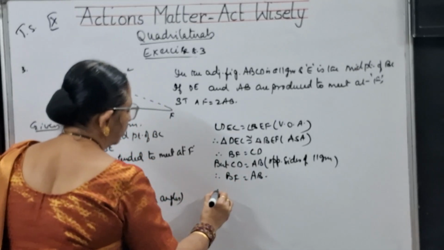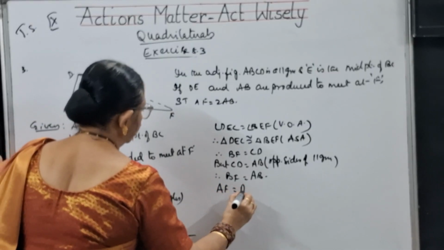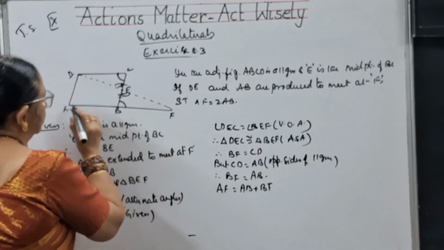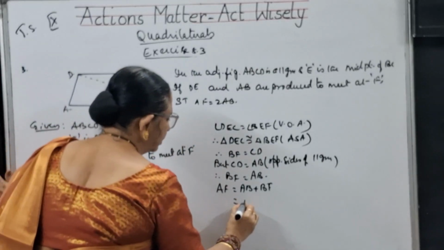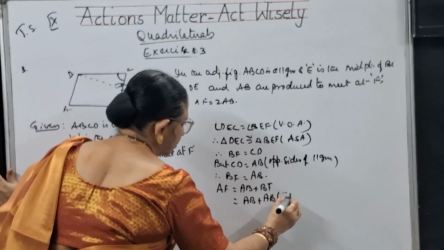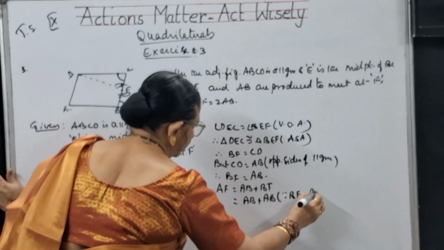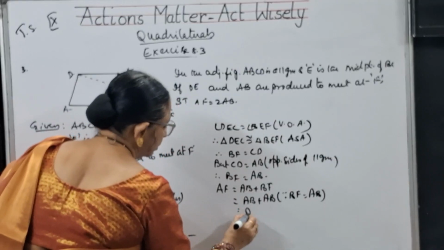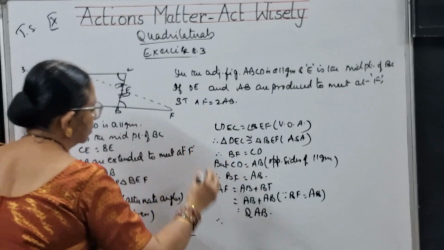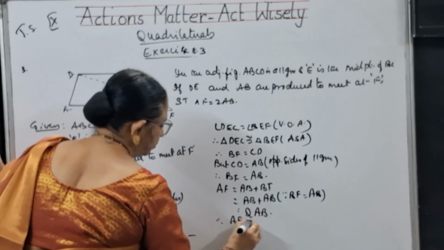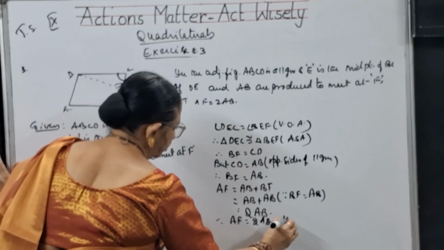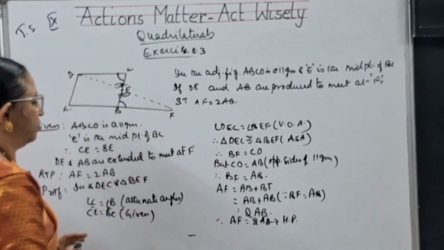Now, AF. What is AF? AF is equal to AB plus BF. This is nothing but AB plus, again I am writing AB. Why? Because BF is equal to AB. That means what? 2 times AB. Therefore, what they have asked: AF is equal to 2AB. Hence, proved. We have proved it in this way.